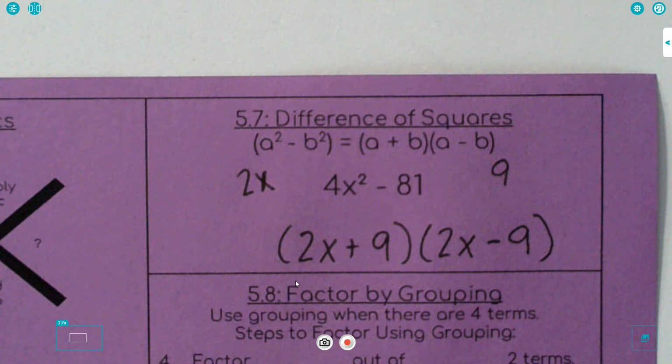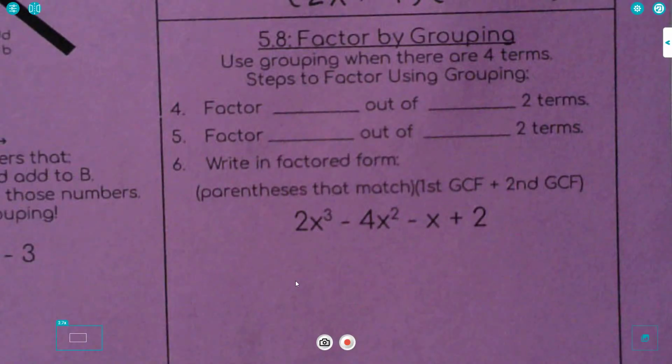Okay. Moving straight down then to 5.8, and then we'll move back over to 5.9. It's just the way things fit. 5.8 was factoring by grouping. We can do this when there's 4 terms.